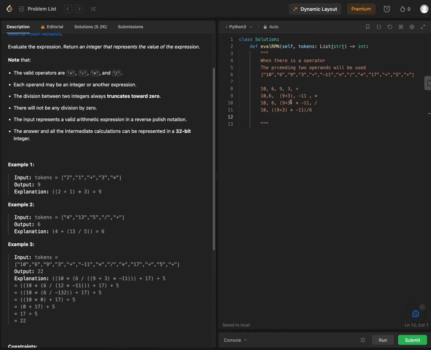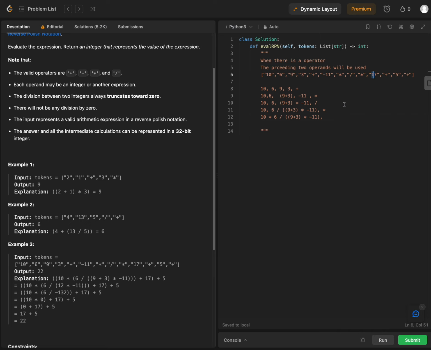So this is 9 plus 3 multiplied by negative 11, right? And then here we have division. So this division should be 6 divided by this answer, right? And then now we continue. We have another multiplication operator. So this multiplication operator will just come in here, remove this, and then we have 10 multiplied by this result.